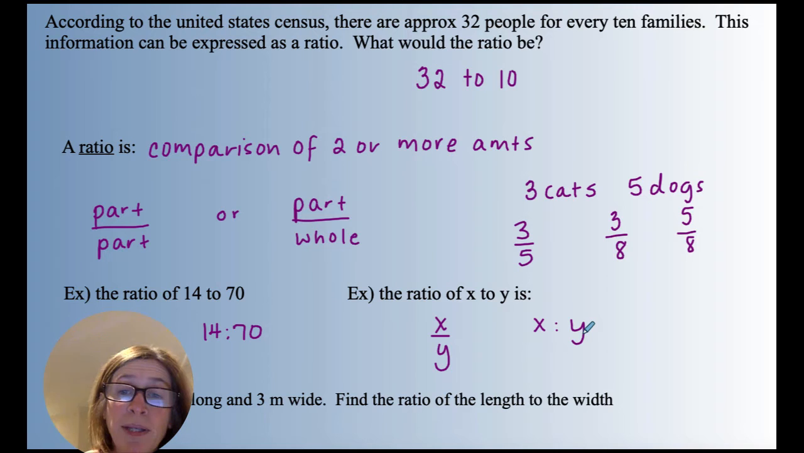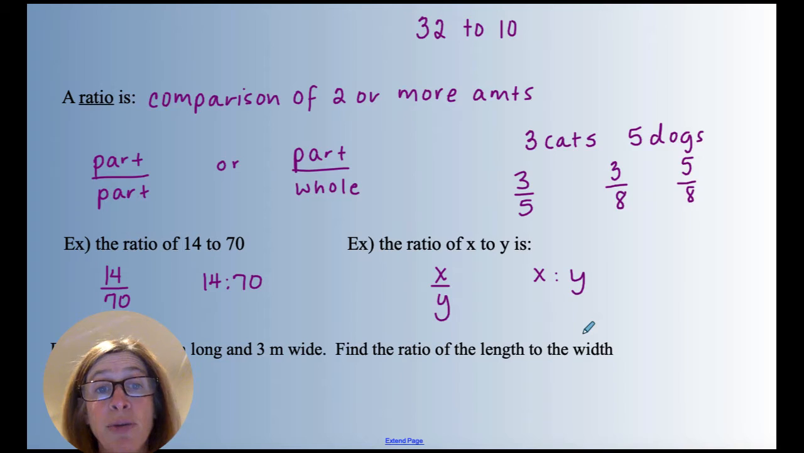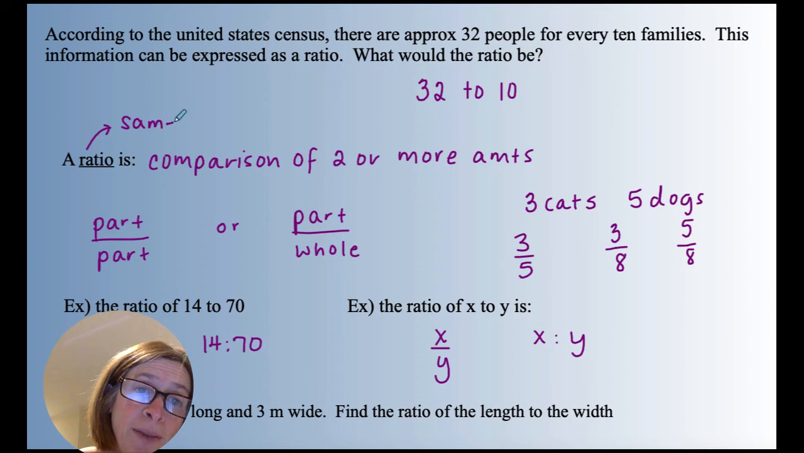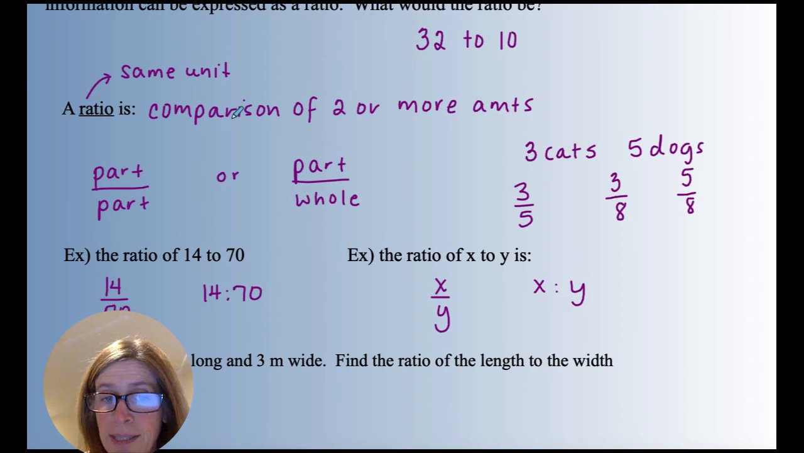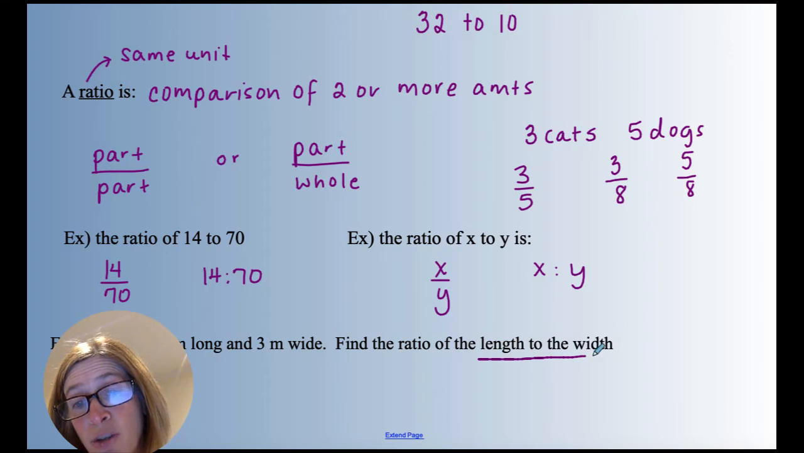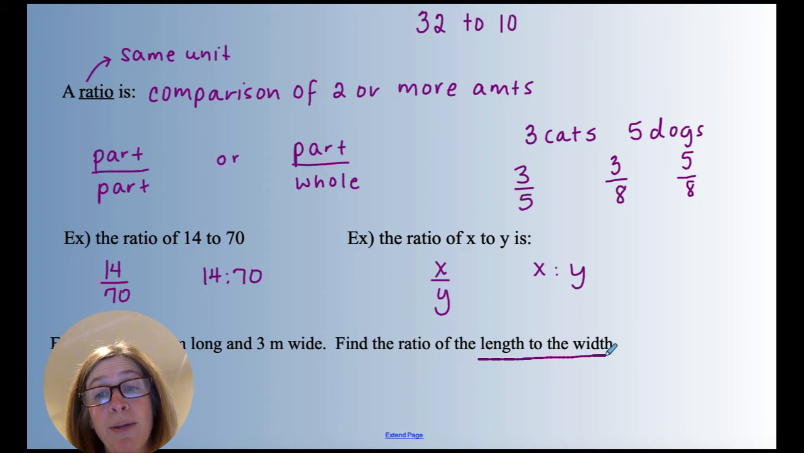Now, one thing that's really important is when we're writing ratios, we want to make sure that they're in the same unit. Ratios must be in the same unit. And we're going to talk about that in a second because I don't want you to confuse it with a rate, okay? So a poster is 1 meter long and 3 meters wide. Find the ratio of the length to the width. It's written as length to width, so the ratio has to be in that order.